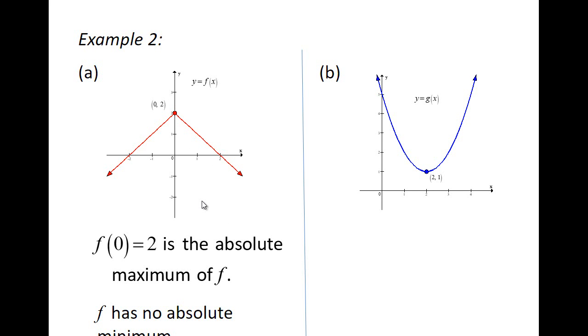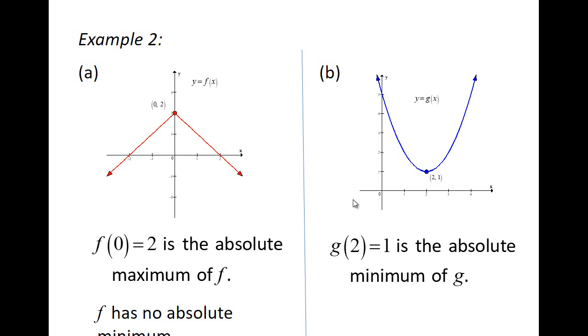On the other hand, if we look at the graph in part B, notice that as x goes to infinity or as x goes to negative infinity, the value of the function goes to infinity. So that means that g of x can be made arbitrarily large. But g of 2 is the minimum value. So g of 2 is the absolute minimum of g on the interval from negative infinity to infinity, and it has no absolute maximum.